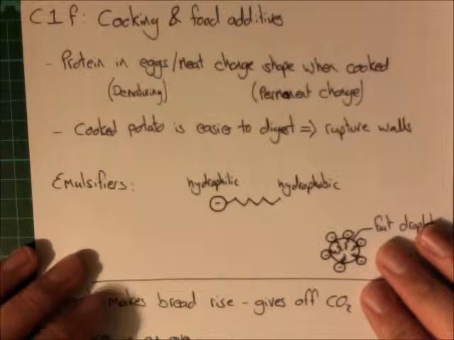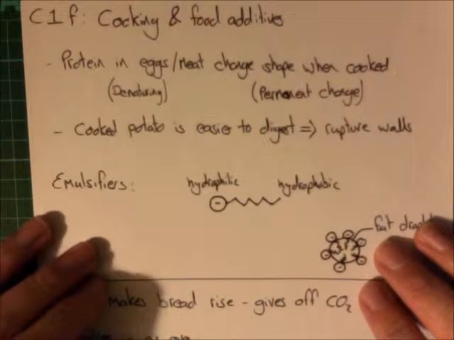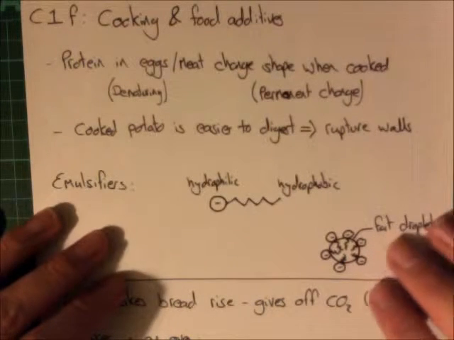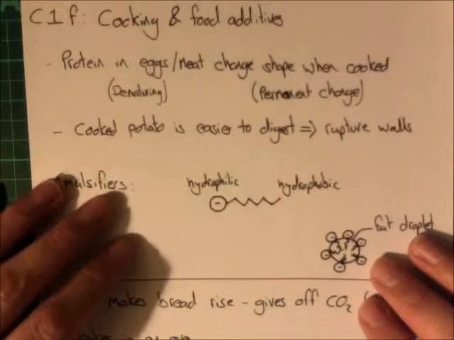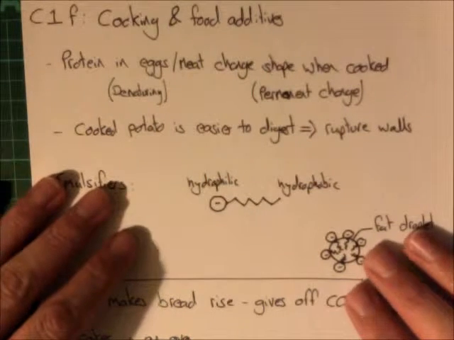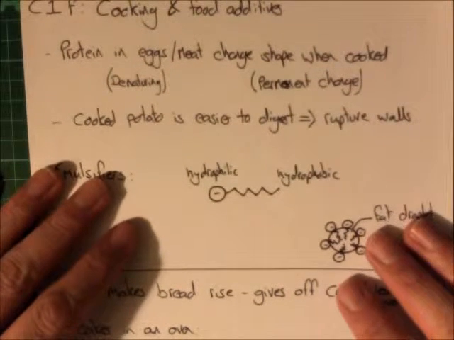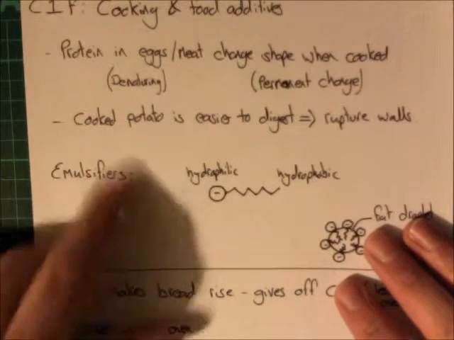C1f, cooking and food additives. So in this module we're looking at the effect of anything that happens in the kitchen really, and why food changes. So we'll start off with protein in eggs and meats, why you can't uncook an egg.